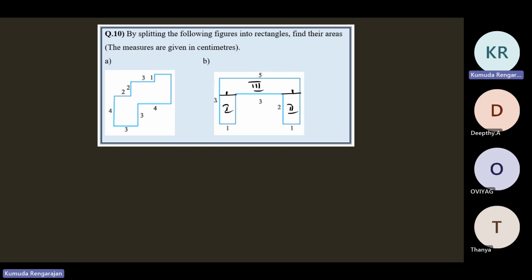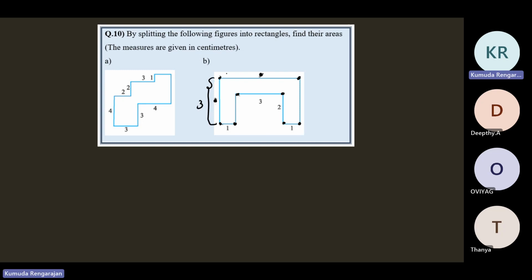So when 3 is marked like this, children, it means this full thing is 3. Don't get confused. When 3 is marked like this, we have divided the figure like this. See, 3 is marked here. From here to here is 3. 1 is marked here, so from here to here, it is 1. 3 is marked here, so only from here to here is 3. From here to here, it's 2. This one is 1. And this full length is 5. Remember, this full thing is 3.